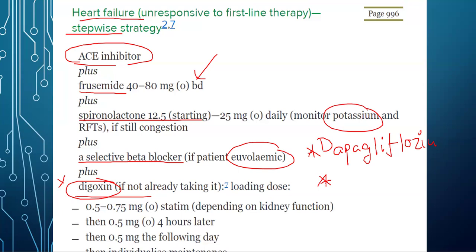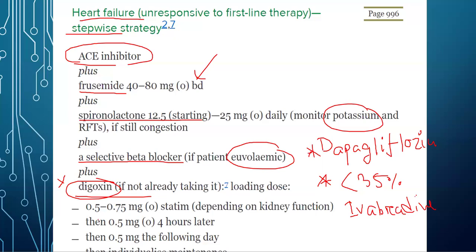Second, yes, you are right. If a patient's ejection fraction is less than 35%, then there is an indication to use ivabradine. And ivabradine is basically much better than beta blocker. So it's an effective alternative to beta blocker.